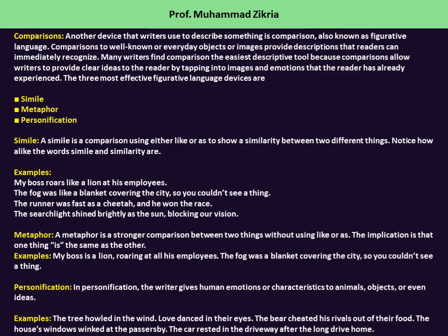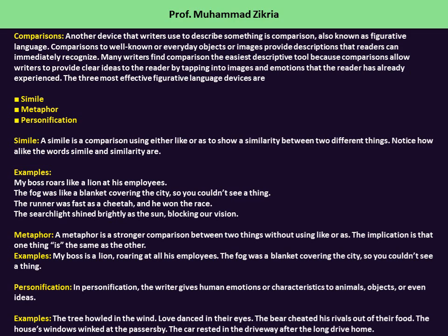Examples. My boss roars like a lion at his employees. The fog was like a blanket covering the city, so you couldn't see a thing. The runner was fast as a cheetah, and he won the race. The searchlight shined bright as the sun, blocking our vision.